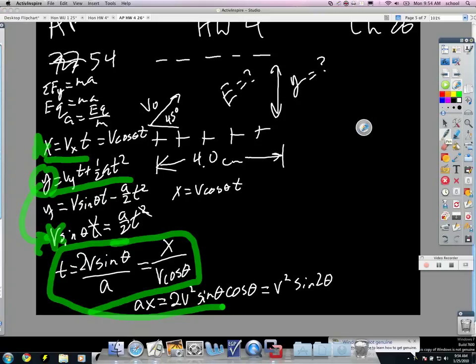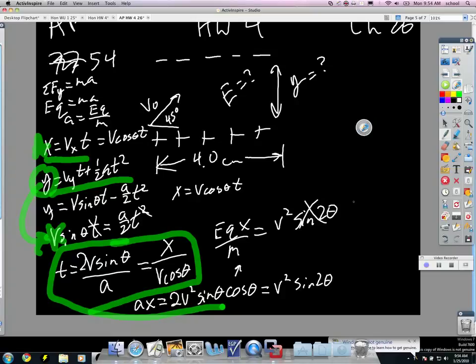And of course, theta is 45. So what's the sine of 90? 1. So that goes away. And I get E is equal to v squared M over QX. Plug everything in and get my answer.